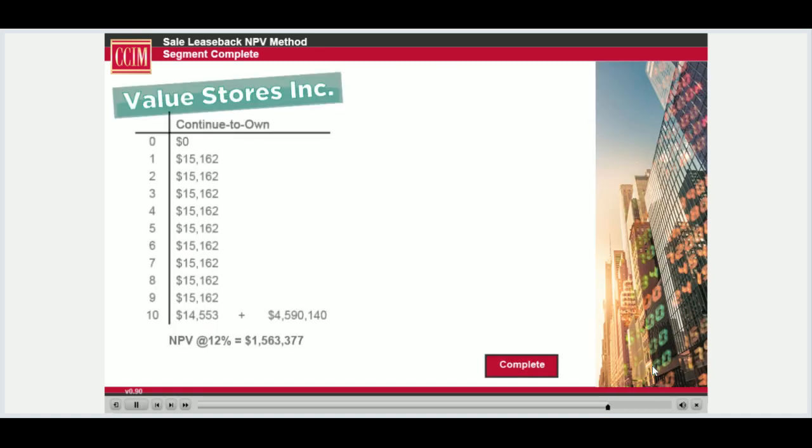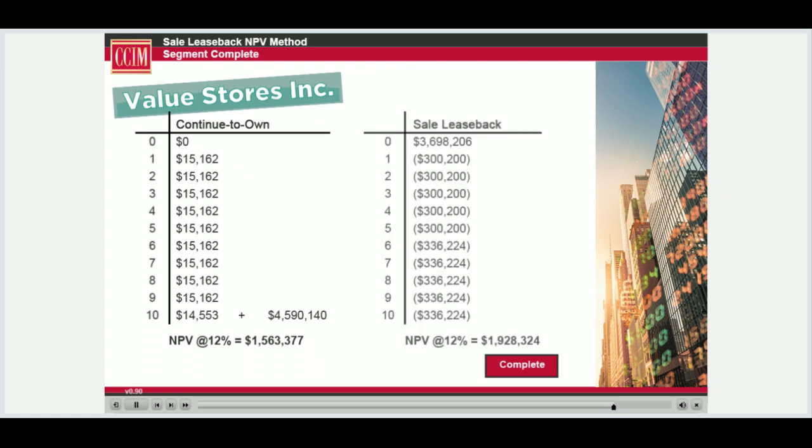After calculating the NPVs of the continue-to-own alternative and the sale-leaseback alternative, we can compare the two NPVs. The alternative that produces the greatest NPV is the better alternative. Assuming the after-tax weighted average cost of capital is known, 12% in this case, the alternative that produces the greatest positive financial benefit is the sale-leaseback. Both alternatives create positive financial benefit based on the assumptions used in the sample problem.